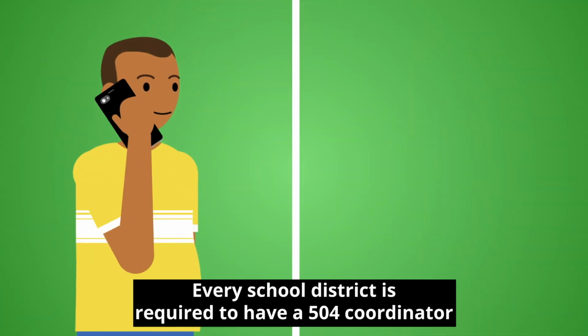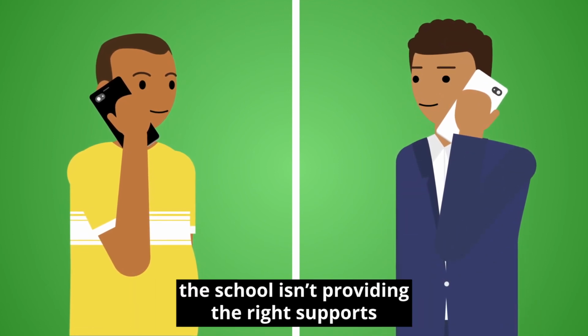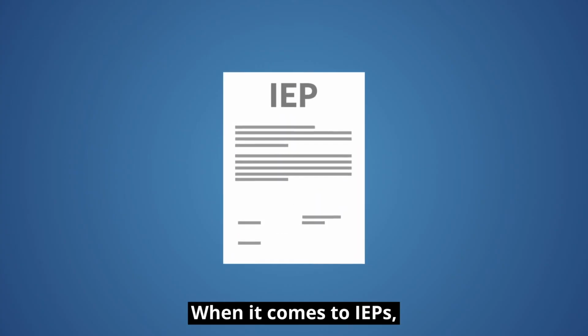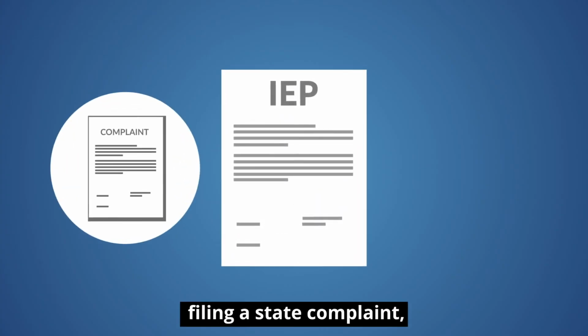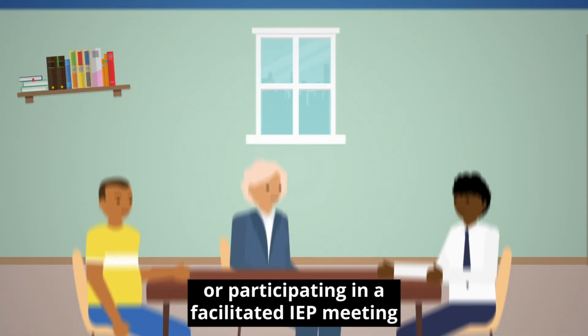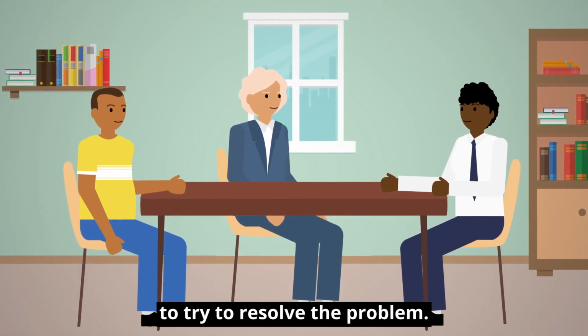Every school district is required to have a 504 coordinator who you can contact if you think the school isn't providing the right supports in a 504 plan. When it comes to IEPs, options include filing a state complaint, requesting a due process hearing, or participating in a facilitated IEP meeting or mediation with the school to try to resolve the problem.